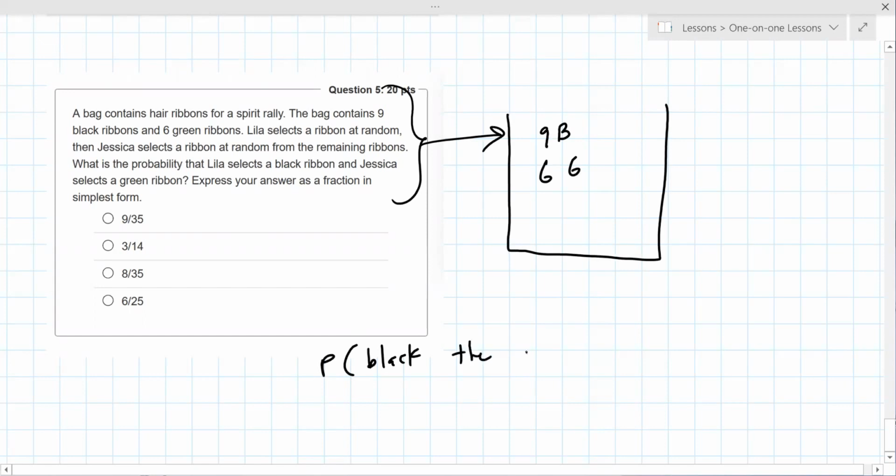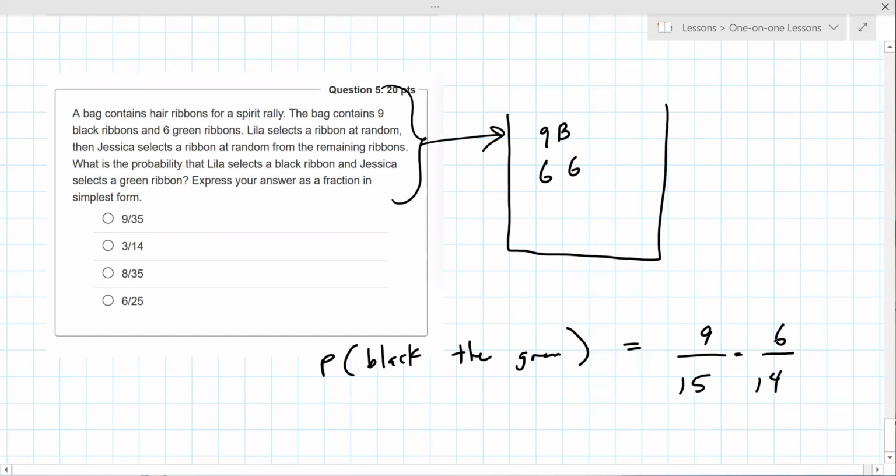then a green? Well, the black is on top and then the green's on the bottom. No. Let's assume somebody chooses a black. So there's 9 black out of how many ribbons? 15. Okay. And then there's now 14 ribbons because you took one out. And then how many green are there? There are 6.